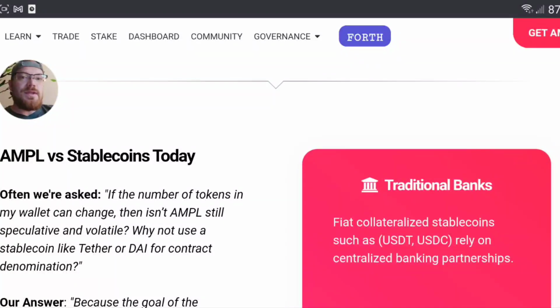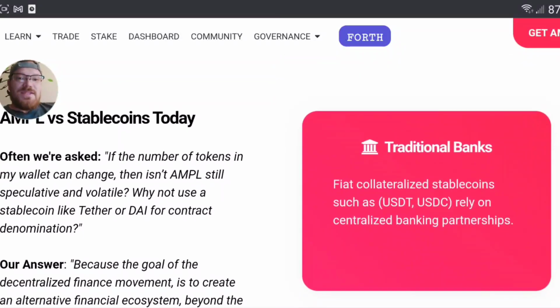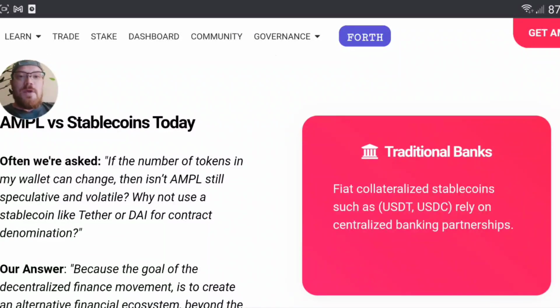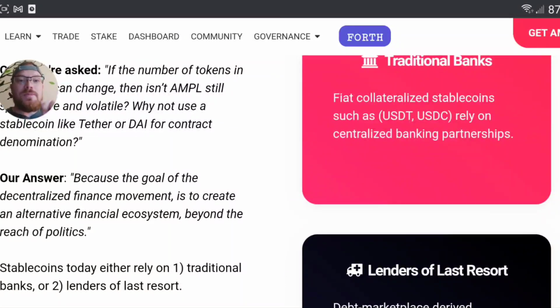AMPL versus stablecoins today. So that is a big question. That is something I was about to ask myself as well. Well, what's the difference in this? Why not just use a stablecoin for contracts? And it says, often we're asked, if the number of tokens in my wallet can change, then isn't AMPL still speculative and volatile? Why not use a stablecoin like Tether or DAI for contract denomination? Our answer: because the goal of the decentralized finance movement is to create an alternative financial ecosystem beyond the reach of politics.